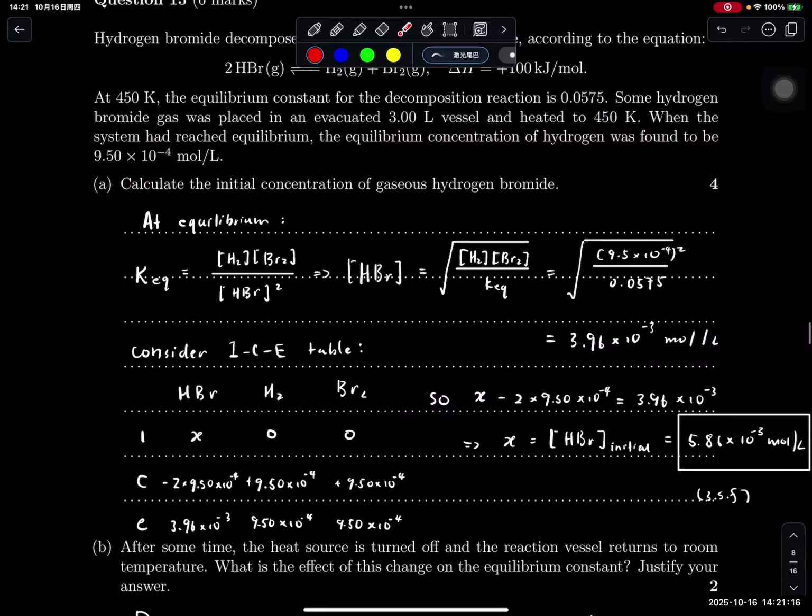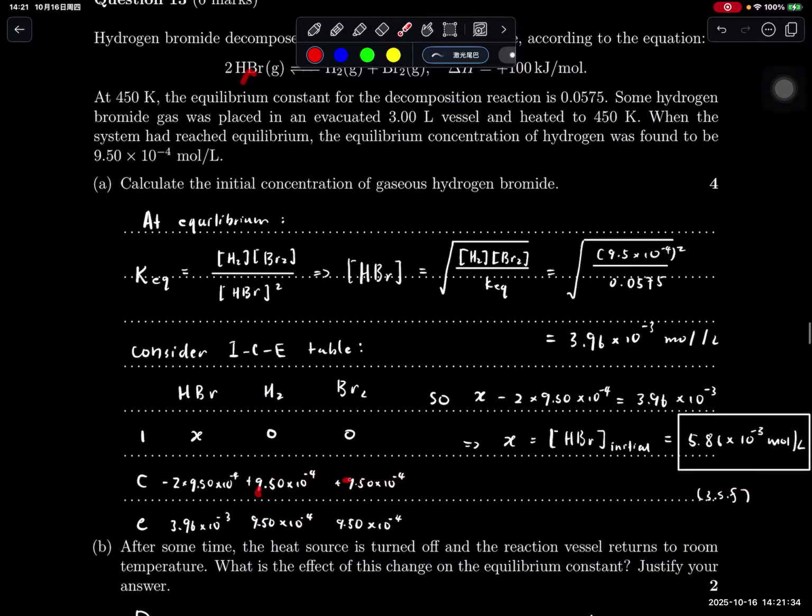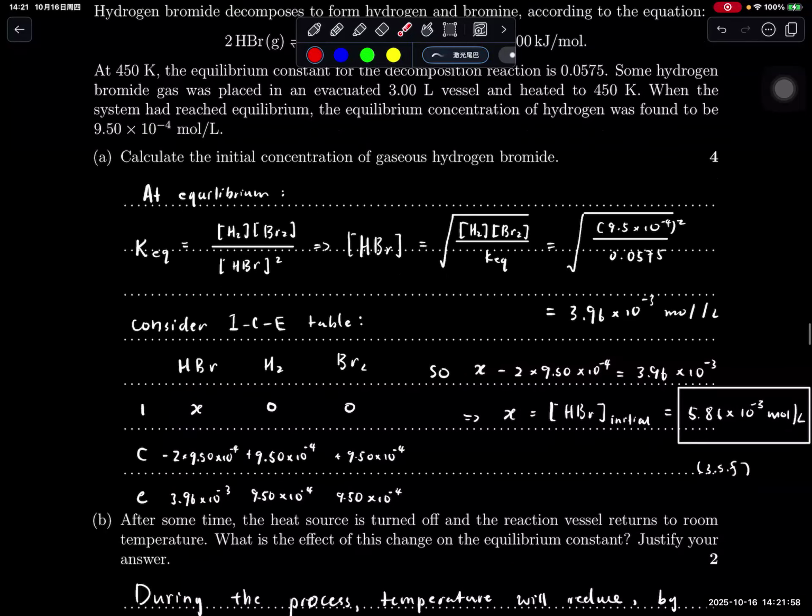Then we can construct our ICE table. Let the initial HBr concentration be x. That's what we want to find, and the others start with 0. We know the equilibrium concentration is 9.5 times 10 to the power of -4. So you know the change, and from that change, the molar ratio tells you that HBr must lose 2 times 9.5 times 10 to the power of -4 in order to reach this. Then you can calculate what x is just based on this column here by setting up this equation and solving for x. It is quite easy if you get your head around this.